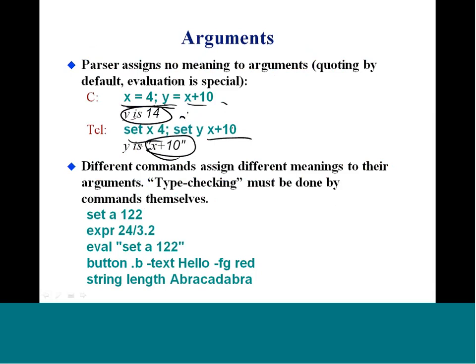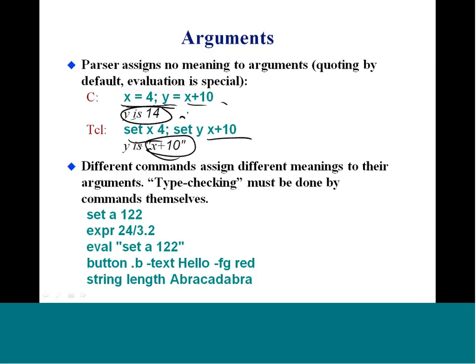And different commands assign different meanings to their arguments. The type checking must be done by the commands themselves. Again, we will discuss this in more detail, but the commands themselves have the onus to see whether the arguments are of the same type or compatible types, and then execute. It does not go back to the language to provide any kind of guidance as to what it is.